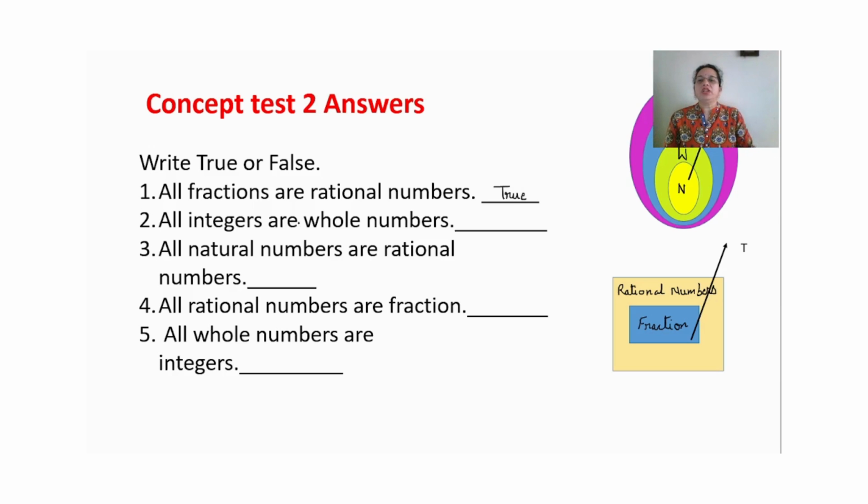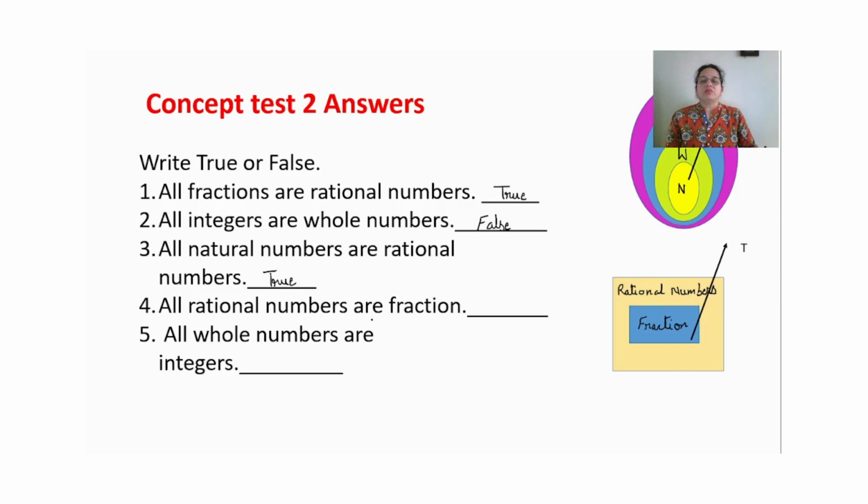Next question: all integers are whole numbers. We are going inside, which means the statement is false. Next: all the natural numbers are rational numbers. We are going outside, which means the statement is true.